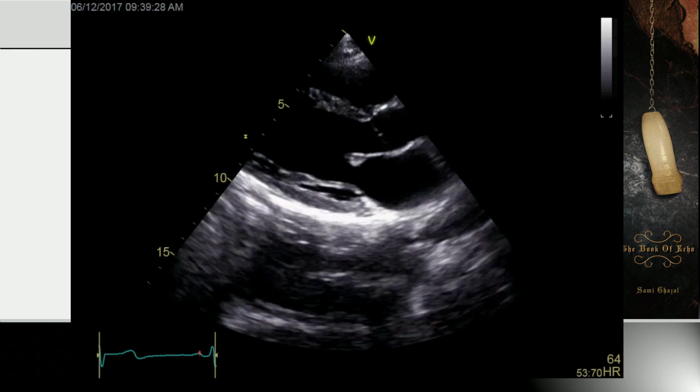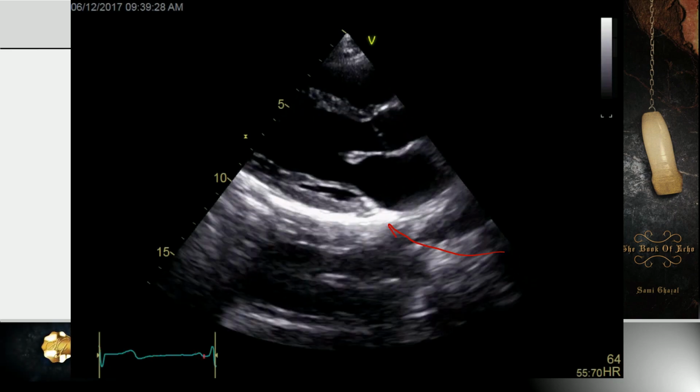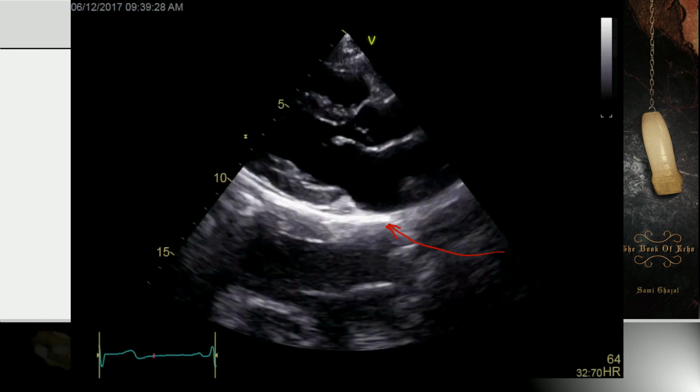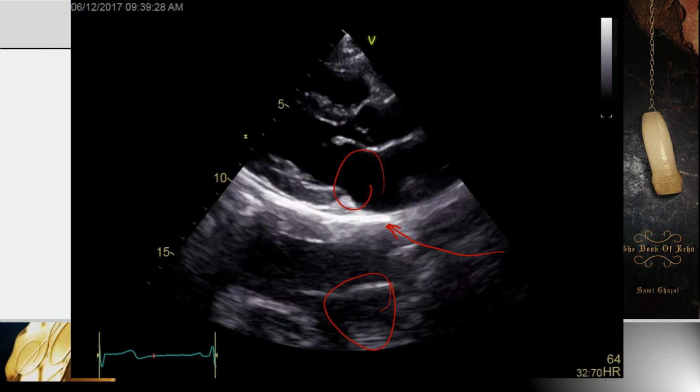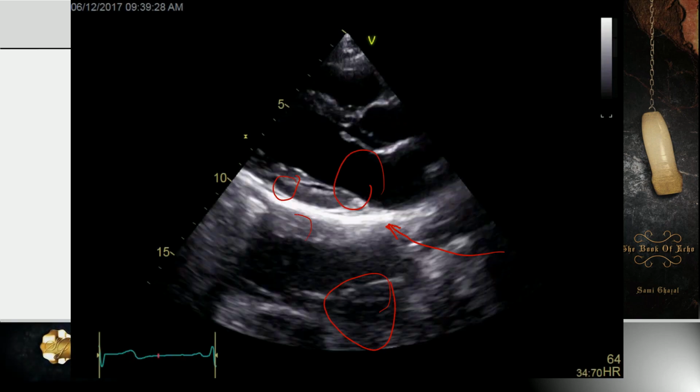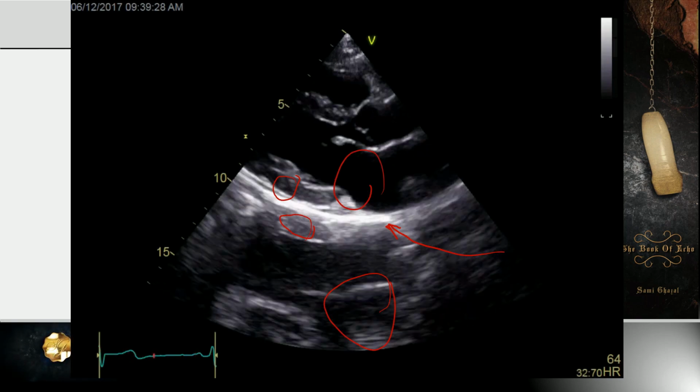So the strong reflector here is identified, which is a bright pericardium. Here, it's very bright, and then it will start imaging the heart from behind, and then you will see mitral valve here and mitral valve here. And then you will see the infralateral wall here, which is the same as the infralateral wall here.